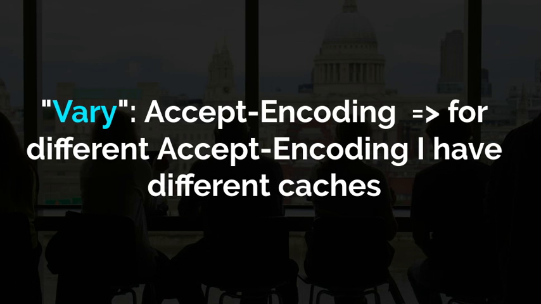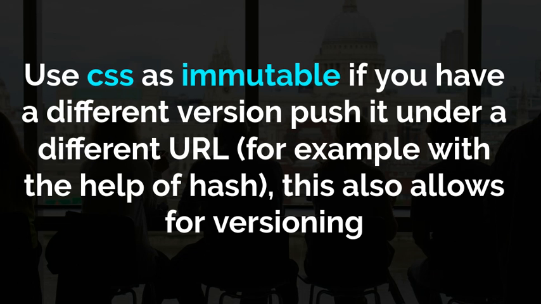Okay, so you have different caches for different headers. So you can specify here any header and say that this cache is valid only for this header. Now, mainly in items or files such as CSS, the best practice for you is to think about your CSS and your static files as immutable resources.